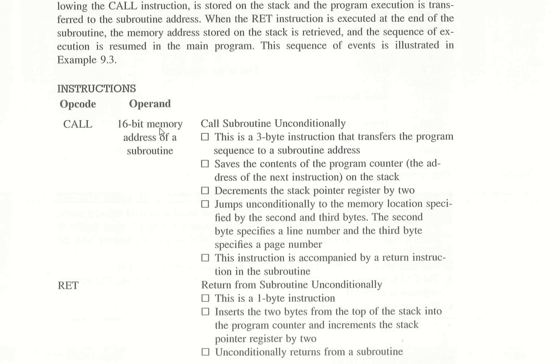This instruction is accompanied by a return instruction in the subroutine. Once you are done with the instructions, you mention return. Return is a single byte instruction, unlike call which was a 3-byte instruction. In return, you insert the 2 bytes from the top of the stack into the program counter and increase the stack pointer register by 2, and then you unconditionally return from a subroutine.